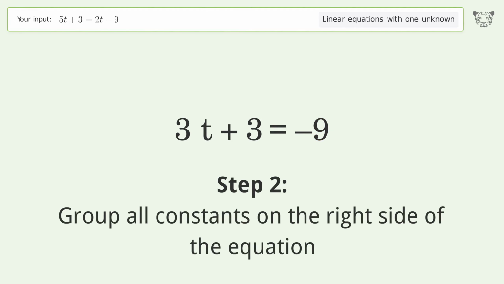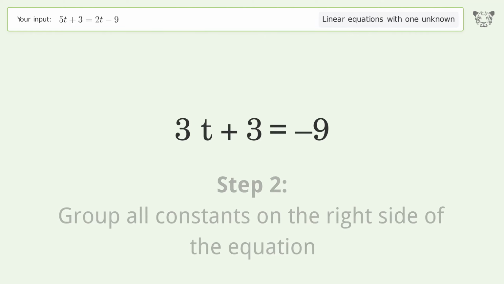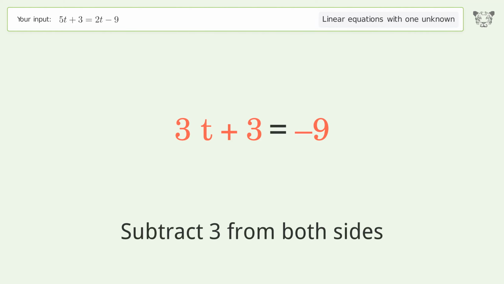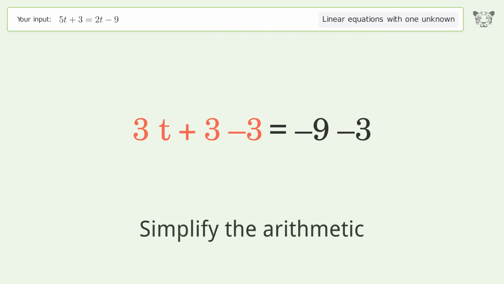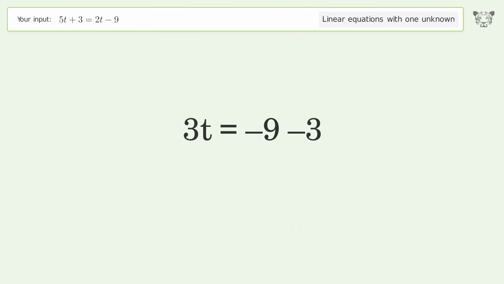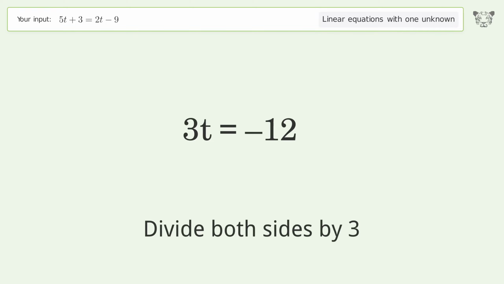Group all constants on the right side of the equation. Subtract 3 from both sides. Simplify the arithmetic. Isolate the t. Divide both sides by 3.